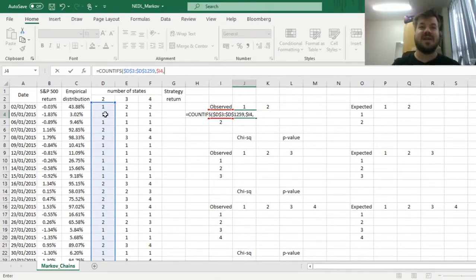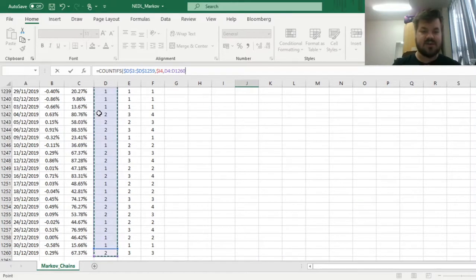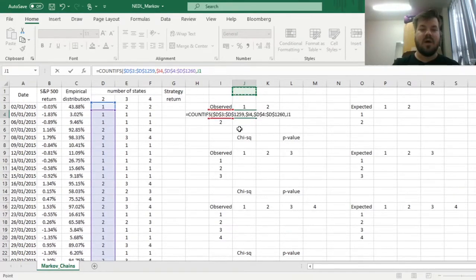So here we have to select the array starting from the second observation, because the first has already been taken, and get all the way down to the very end. And here we also have to lock it all, both columns and rows, and refer to the one at the top. And here we also need to lock the row, but not the column.